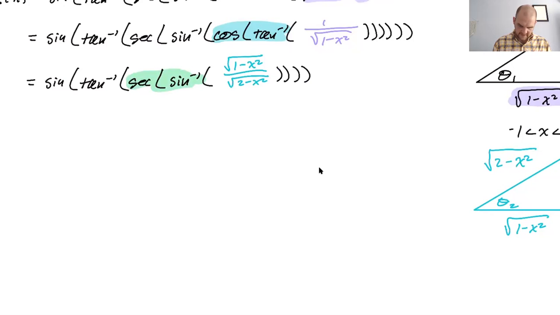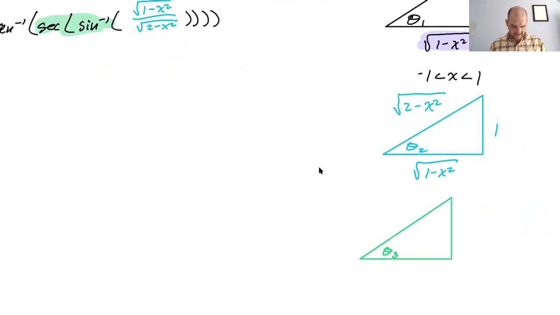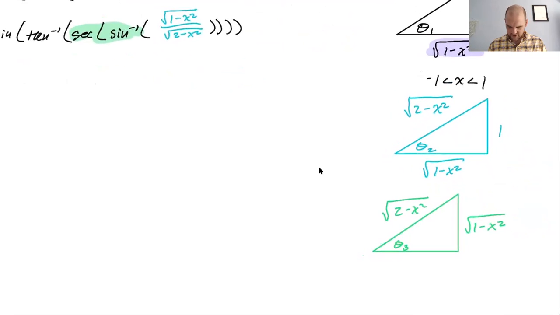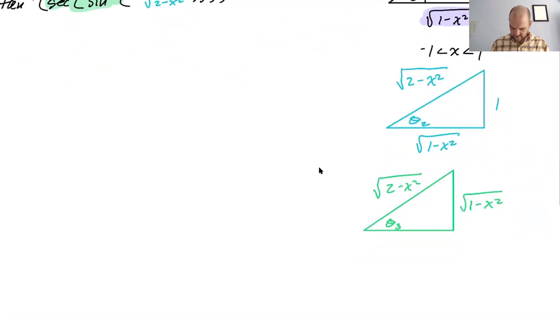So new triangle time, new inverse trig function, new triangle. So our new triangle is going to be for theta sub 3, I guess, and sine is the radical 1 minus x squared over radical 2 minus x squared. So this triangle is related to the last triangle. They have the same legs, so I know that this will be 1.